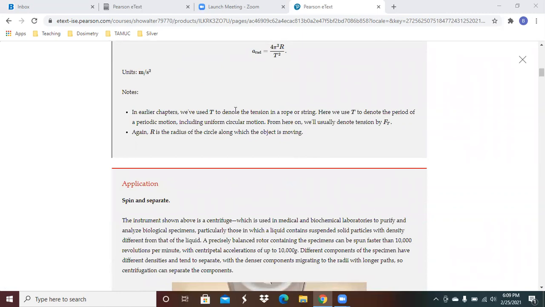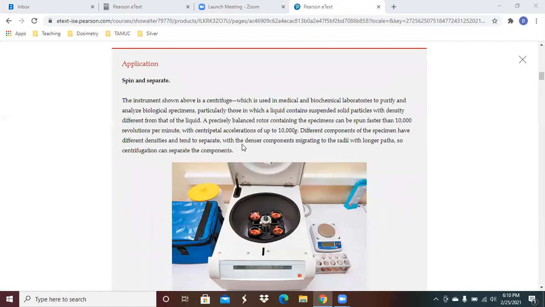So we've often used T to denote the tension in a rope or string, but here we're going to have it represent time. It's going to be a period, or a certain length of time, in which periodic motion occurs. Force as defined by tension is going to be represented with this nomenclature going forward.